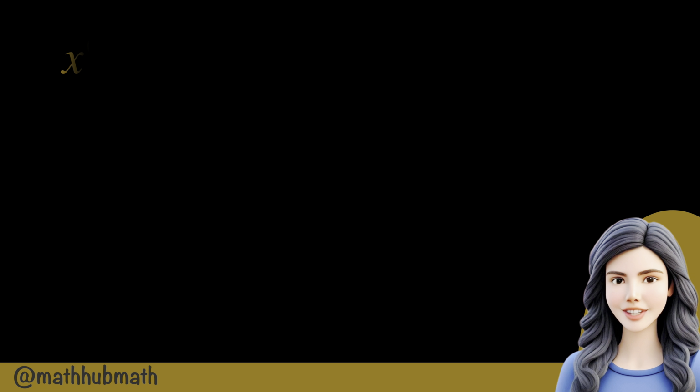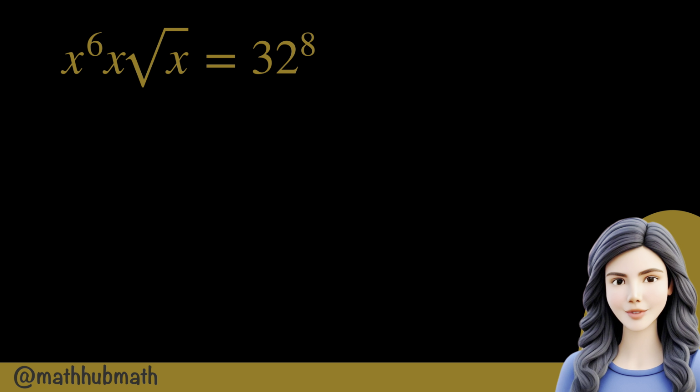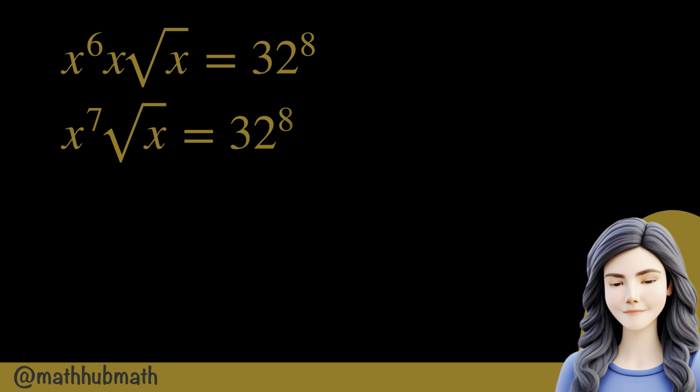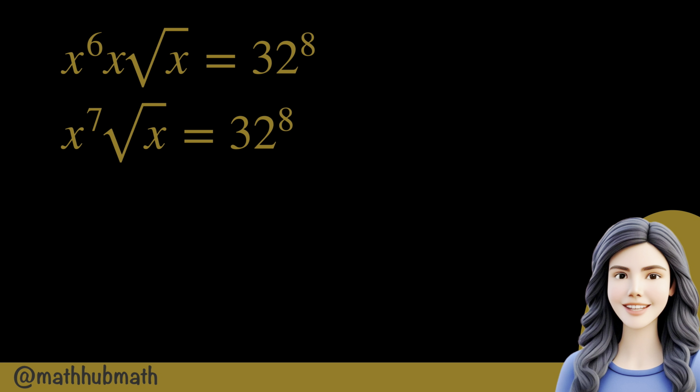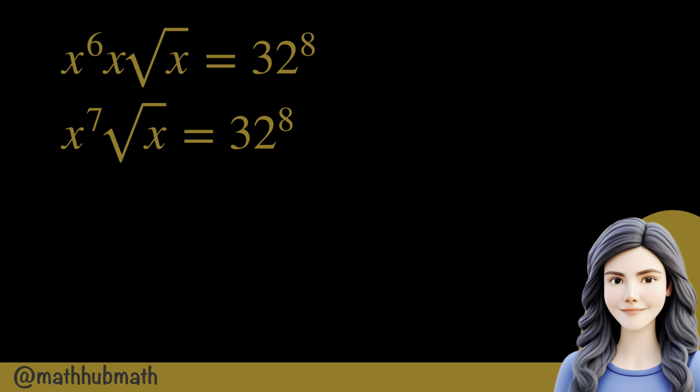It will be x to the power of 6 multiplied by x multiplied by square root of x. We can simplify this one more time. It will become x to the power of 7 multiplied by a square root of x. We have to raise both sides of this equation to the power of 2 one more time. But this time will be the last time, I promise.